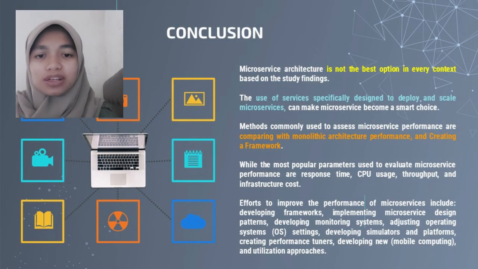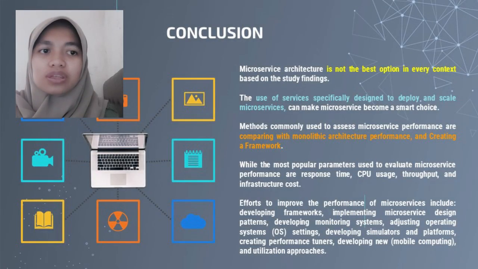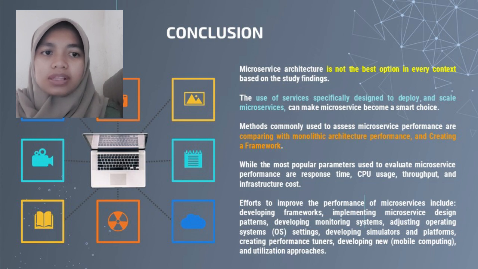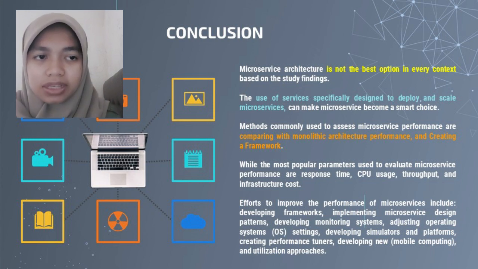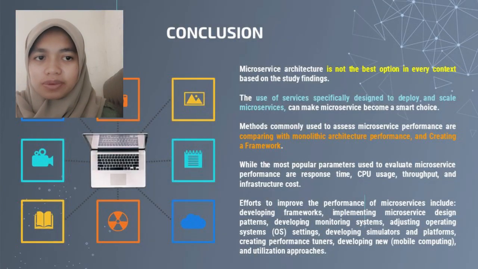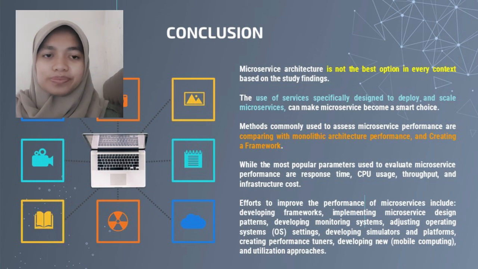Finally, we come to the last part of my talk. So here is the conclusion. First, microservice architecture is not the best option in every context based on the study findings. Second, the use of services specifically designed to deploy and scale microservices can make microservice become a smart choice for our solution. Third, methods commonly used to assess microservice performance are comparing with monolithic architecture performance and creating framework.